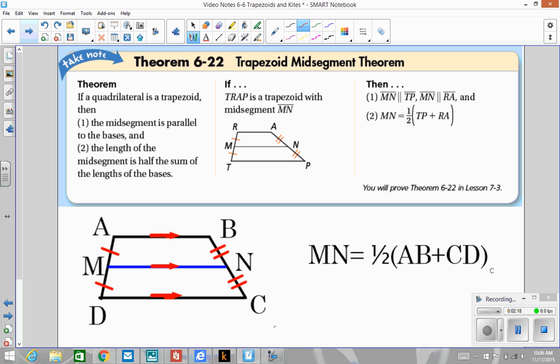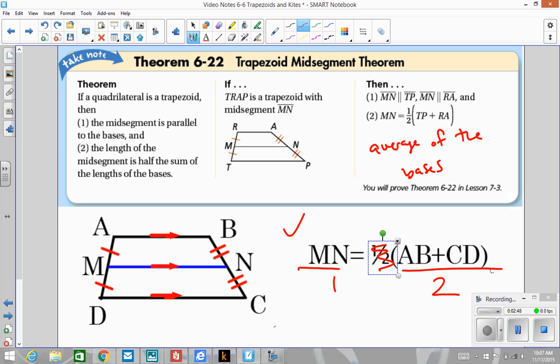Alright, so here's the mid-segment theorem. We had a mid-segment in a triangle, now we have a mid-segment in a trapezoid. The mid-segment, MN, is equal to 1/2 the sum of the bases. I think of it as an average of the bases, because if you add the bases and divide by 2, that is equal to the mid-segment. So I can put this 1/2 here, or I can just cancel it and put this over 2, and have a nice proportion going on. I think that's the better way to remember it.